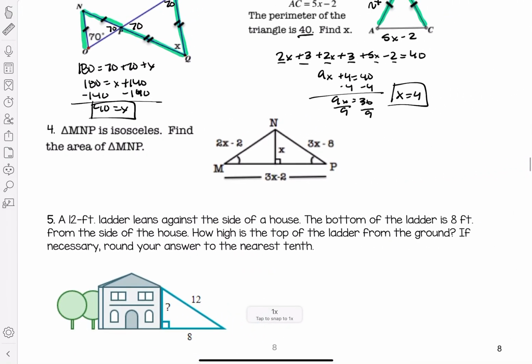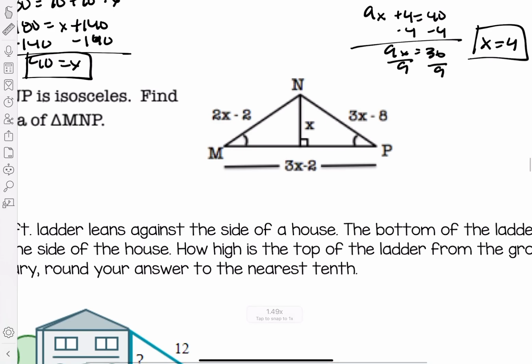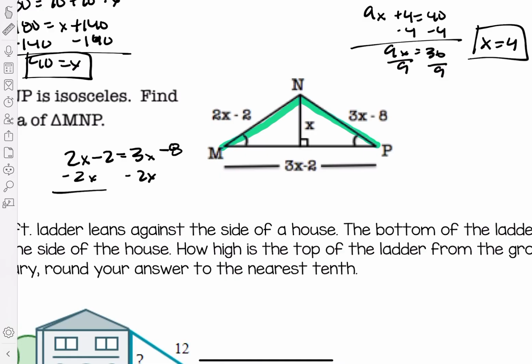I'm told in 4 that MNP is an isosceles triangle, and I want to find the area of MNP. So I want to find the value of x. Now, if this is an isosceles triangle, it means I have two sides that are the same, meaning this is congruent with this. So I can say that 2x minus 2 equals 3x minus 8, and I can solve for x. So I can subtract 2x from both sides, leaving me with negative 2 equals x minus 8. Add the 8. Sorry, I'm out of room, so I'm going to go over here, but x equals 6.